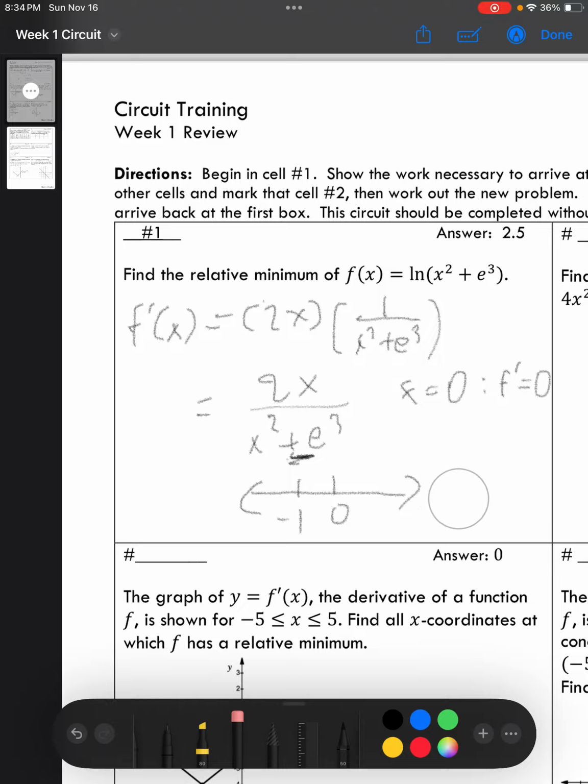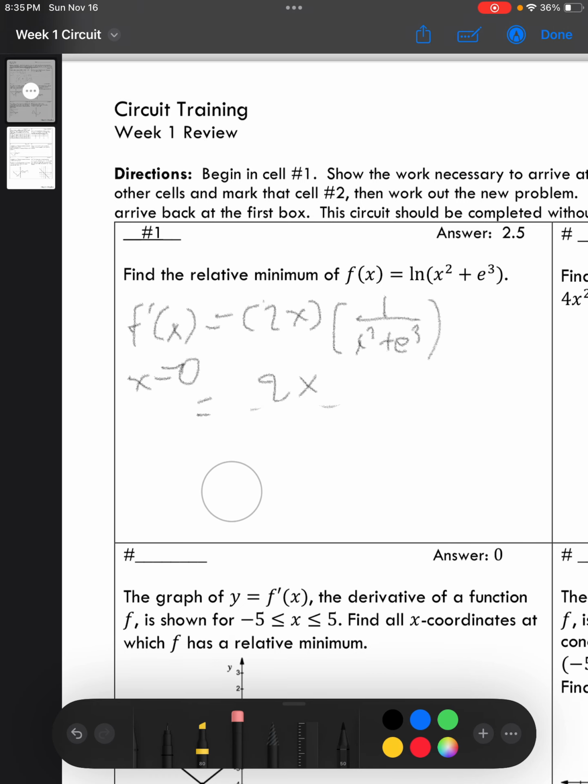Now we test something to the right of 0, so let's just test 1. We would have 2 times 1 over 1 squared plus e cubed, and this would be 2 over 1 plus e cubed. So this would be positive. So we found that x equals 0 is the relative minimum, but we actually need to plug it back into the original equation to find the relative minimum.